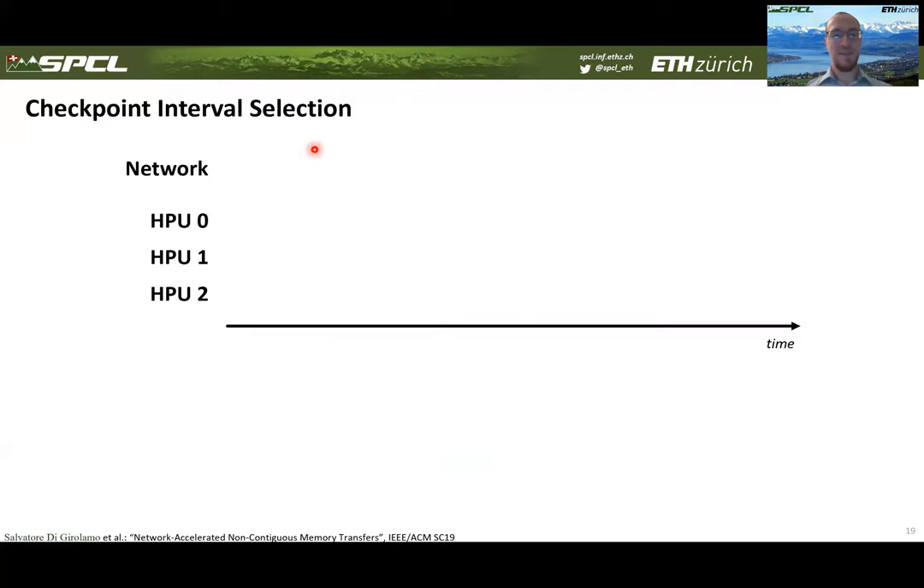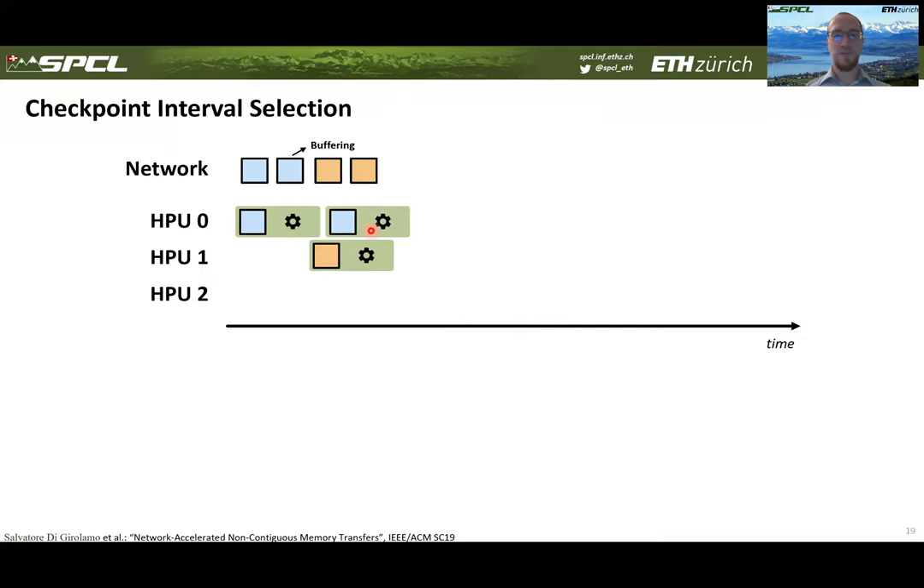So now the question is, how do we select the checkpoint interval? So how many packets do we process per virtual HPU? And now if you look at this animation, there comes a network packet, it goes to virtual HPU zero, there comes a second network packet, which now has to be buffered because virtual HPU zero, or actually physical HPU zero, is still busy processing the previous one. However, now that the second packet comes in, if it belongs to a different virtual HPU or a different checkpoint, then it can immediately be processed in parallel by another HPU. And then of course the first one eventually finishes and can process the first packet. And so now we have a relatively complex pipeline.